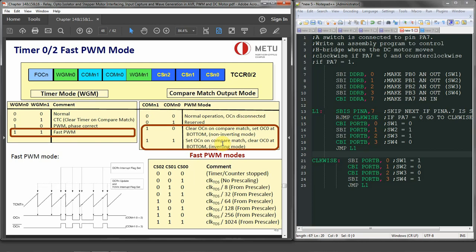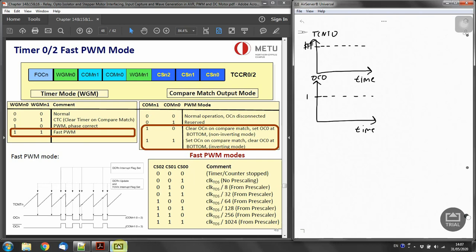If I draw the diagram of this, this is our TCNT0, and we have got FF and the output OC0. So we have got logic level 1, and this is of course time. We start and go up to FF, down, up again, and down. Now what's going on with the non-inverted version? The waveform generator, I'm just repeating, clears the OC0 pin whenever compare match occurs.